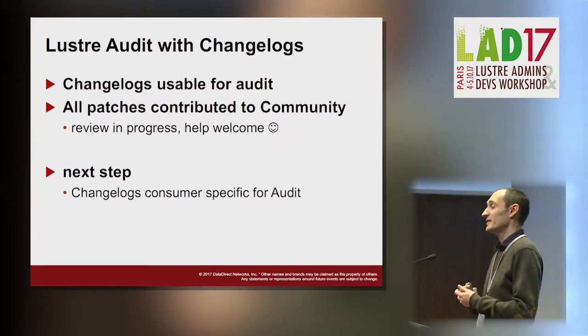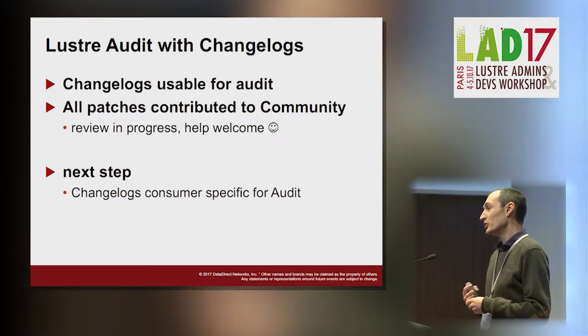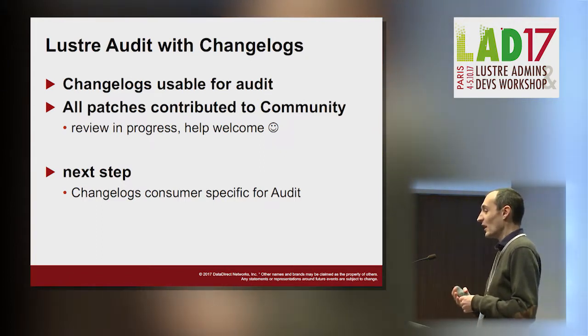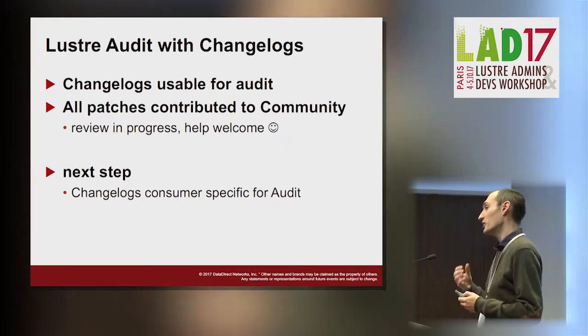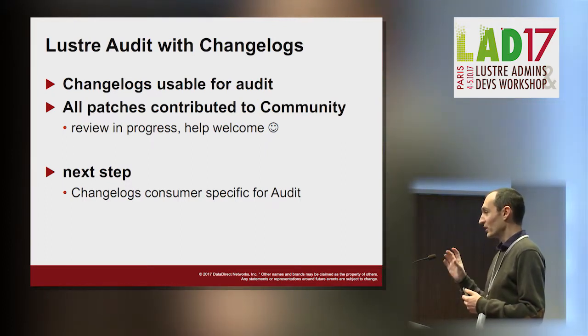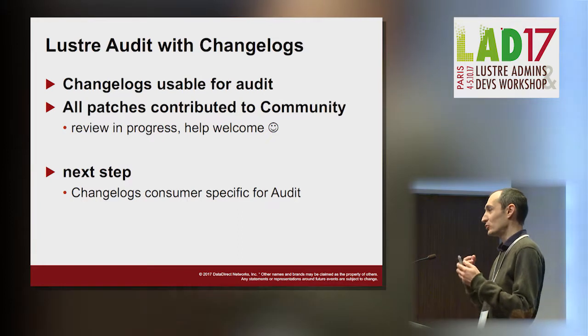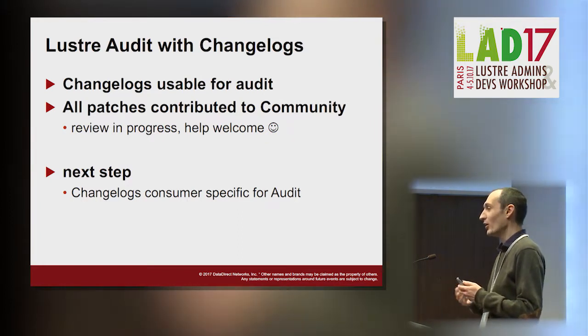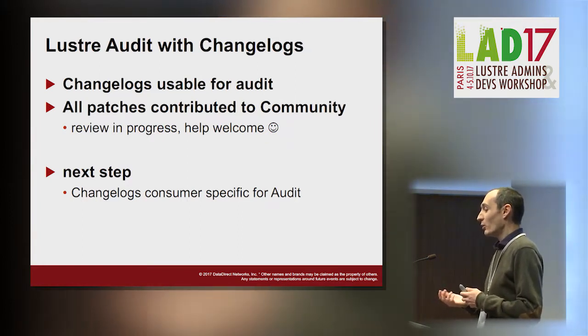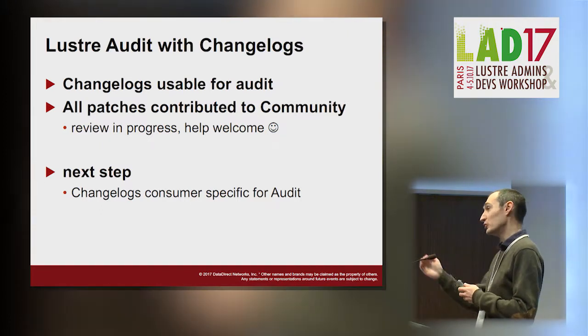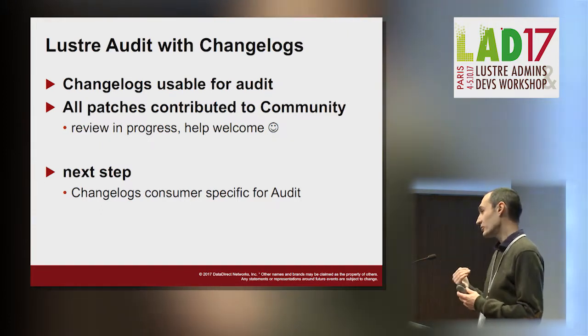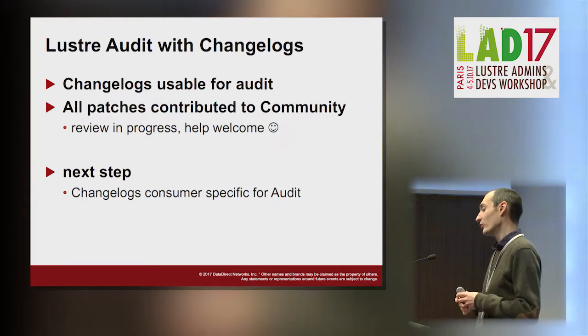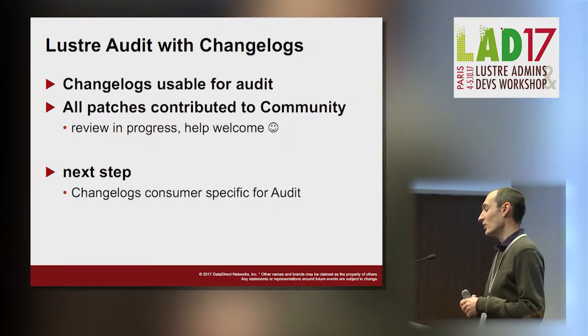Our first assessment is that Robinhood would not be a good fit. Indeed, Robinhood's main purpose is to build an image of what you have on a running Lustre file system, whereas for auditing purpose, we need to keep records, a history of what happened on a Lustre file system. So it means we will probably have to develop a dedicated changelogs consumer for audit.